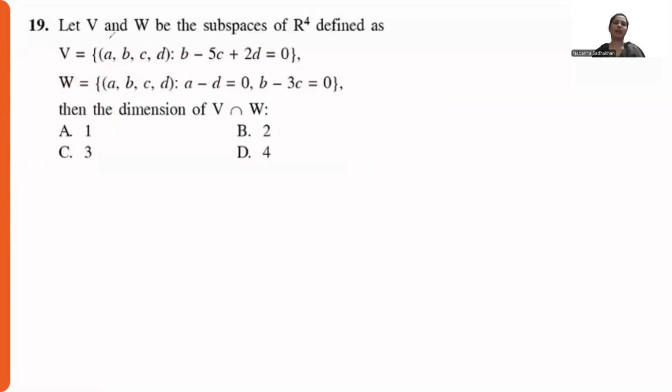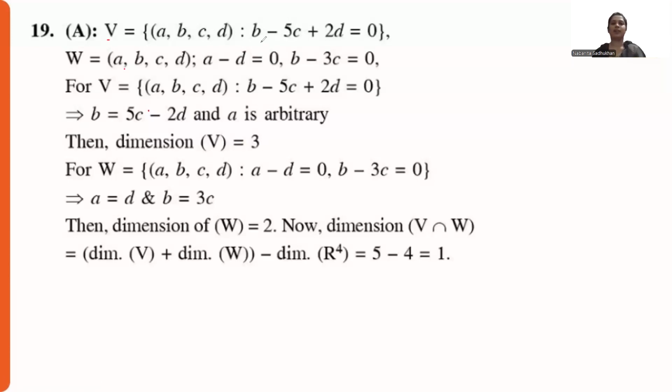Okay, now here we have that V and W are subspaces of R4 and they are defined by these two. Now we have to find the dimension of V intersection W, right? So V is given by b minus 5c plus 2d equal to 0. And W is given by a minus d equal to 0, b minus 3c equal to 0. So V intersection W means all the conditions are to be satisfied.